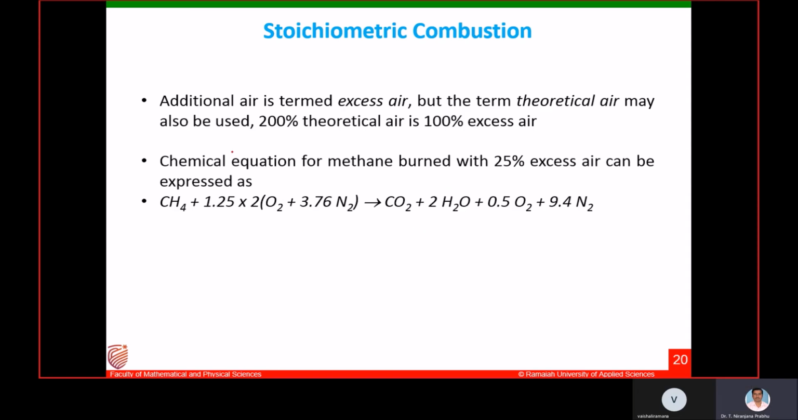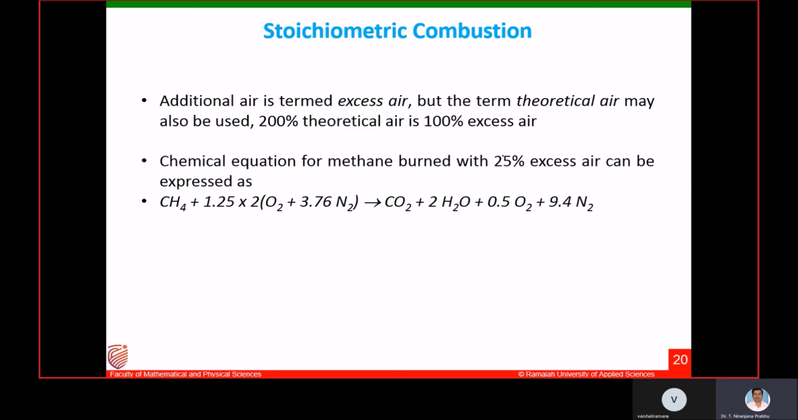Take another example, if you take additional air, now what we call excess air. If you take exactly the stoichiometric ratio, we call it 100% theoretical air. If you take 100% excess air, it becomes 200% theoretical air. Then you can write the chemical equation that we wrote in the previous slide like this.